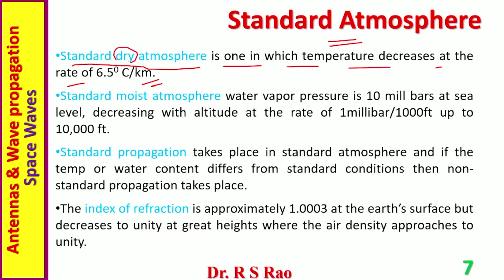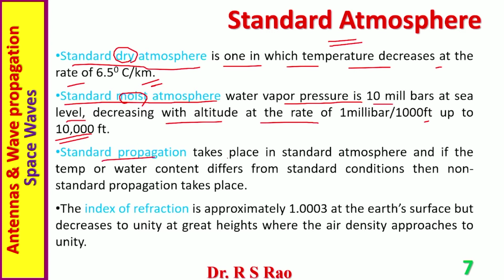Standard dry atmosphere. Standard moist atmosphere. It is one where water vapor pressure is 10 millibars at sea level, decreasing with altitude at the rate of 1 millibar per 1000 feet up to 10,000 feet. So dry atmosphere, moist atmosphere. Standard dry atmosphere, standard moist atmosphere.